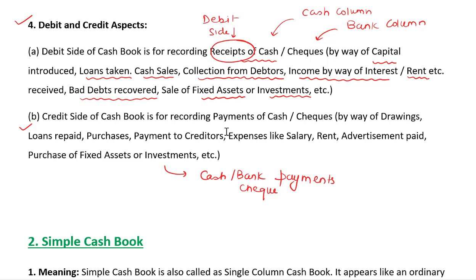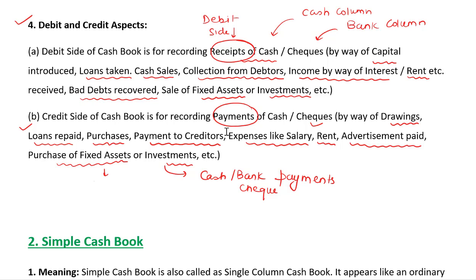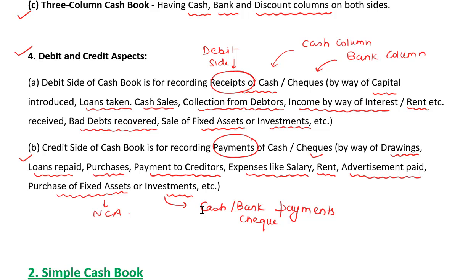So credit side of cash book is recording payments of cash or check by way of drawing, loan repaid, purchase of inventory, payment made to creditors, salary, rent, advertisement expenses paid, purchase of non-current asset, that is fixed asset, and investments. I believe it is clear till here.